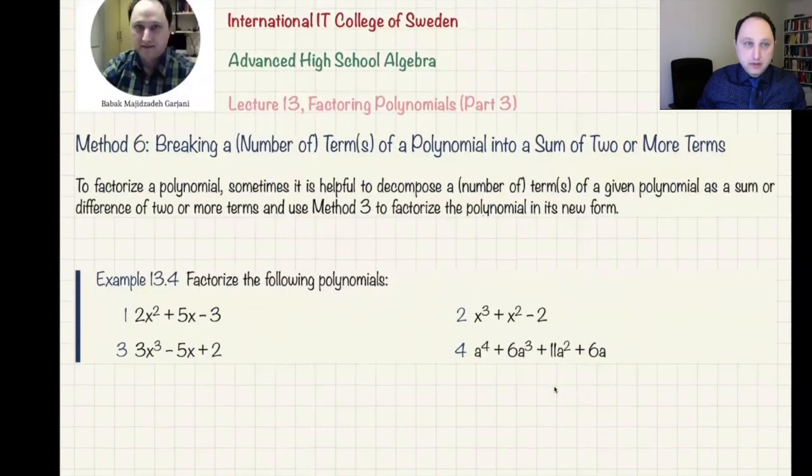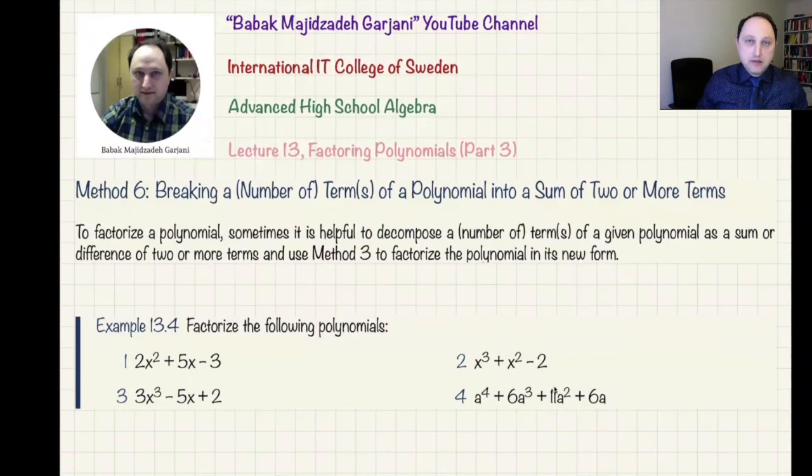Okay. So now we go to the last method that I want to cover in this lecture. You are more or less familiar with this method from one of the methods that I introduced when I was teaching you how to factorize a quadratic polynomial. You remember, you break the middle term into the sum or difference of two terms in an appropriate way, and then group them and then factorize them separately, okay?